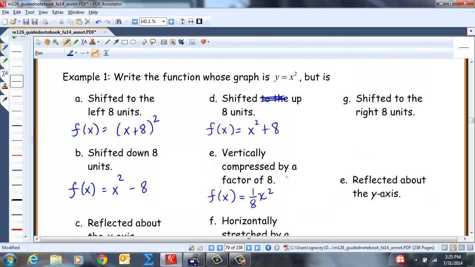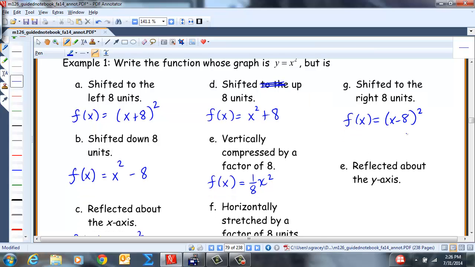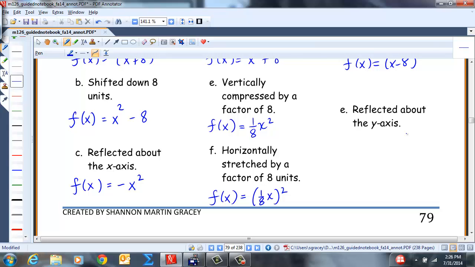Okay, shifted to the right 8 units, we would have f of x is equal to x minus 8, the quantity squared. And reflected about the y-axis would be f of x is equal to negative x, the quantity squared.